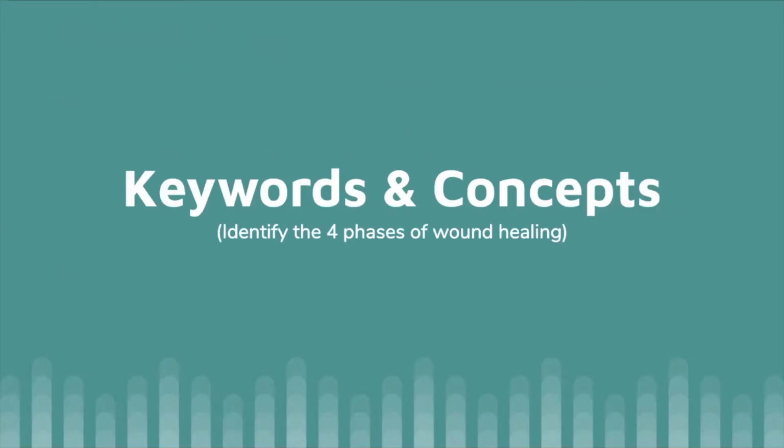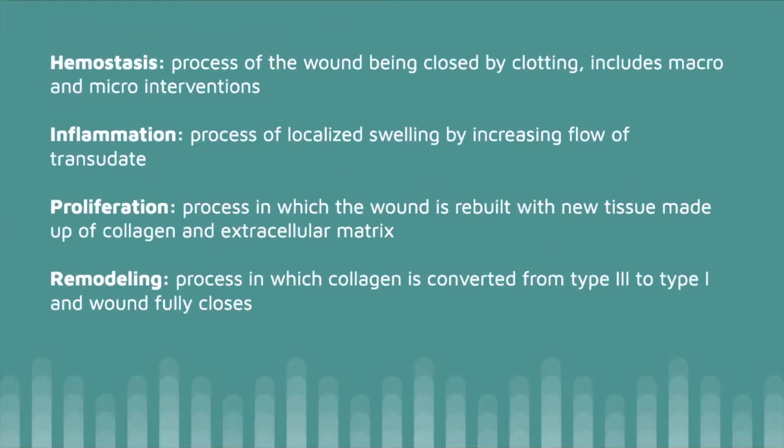So here are some keywords and concepts to help us identify the four phases of wound healing. The first phase is hemostasis, the process in which the wound is being closed by clotting, and it includes macro and micro interventions, and we'll go over that later on. Inflammation, the second phase, is the process of localized swelling by increasing flow of transudate. The third phase is proliferation, the process in which the wound is rebuilt with new tissue made up of collagen and extracellular matrix. And the final stage is remodeling, the process in which collagen is converted from type 3 to type 1 and fully closes.